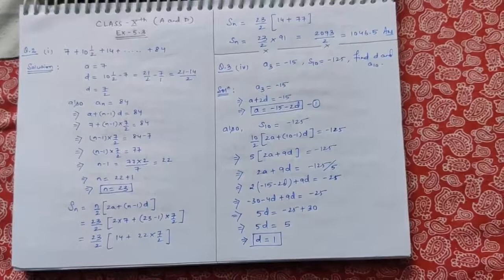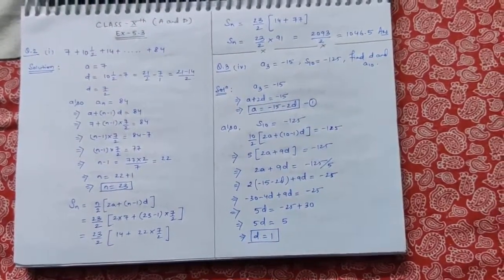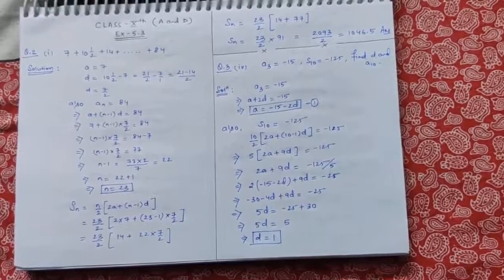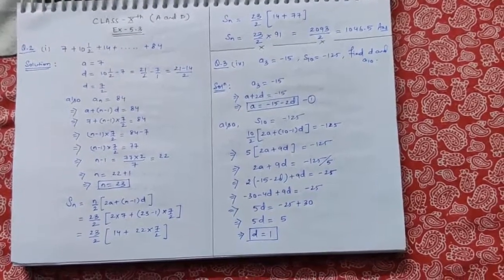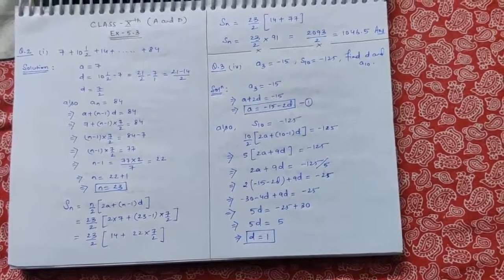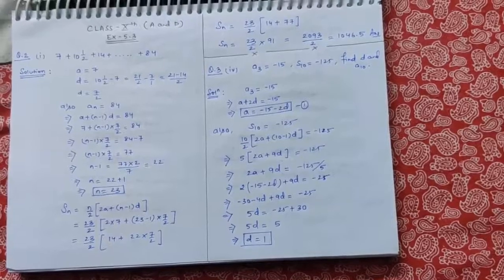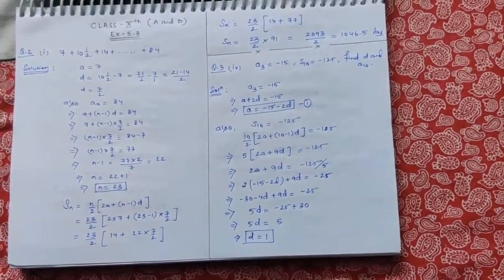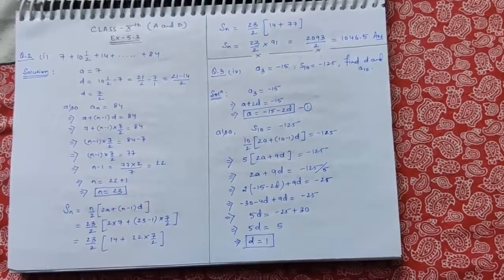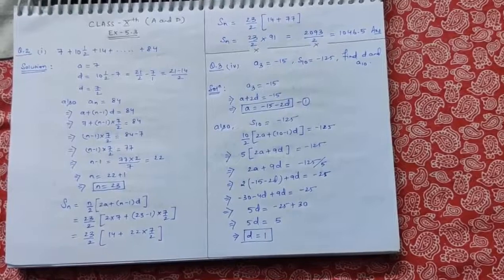Now in order to calculate the sum, we can apply Sn is equal to n by 2 multiplied by 2a plus n minus 1 into d, or n by 2 into a plus l. We can use both the concepts here because the last term is also given. Now I have applied the first one, putting the value of n, a, and d, and then simplifying, we get the sum of n terms as 2043 divided by 2, which is 1046.5.